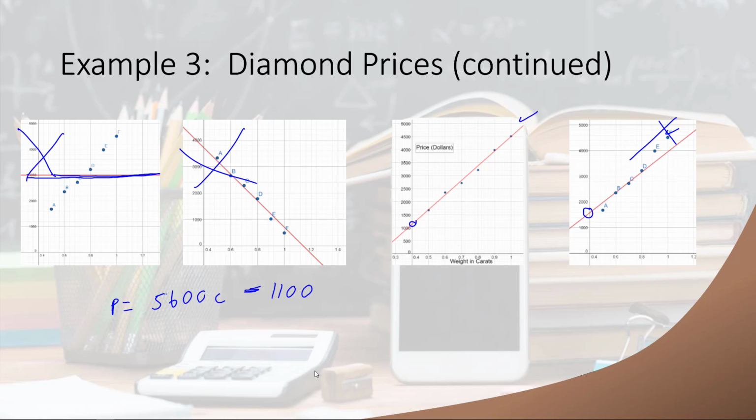As a matter of fact, if you have a 0.4 carat diamond, then P, according to the model, would be equal to 5600 times 0.4 minus 1100, and that would be equal to 1140, which is pretty close to what this is, not what this is. So this obviously would, if we didn't know what we knew before, be the graph that we would select in MML.